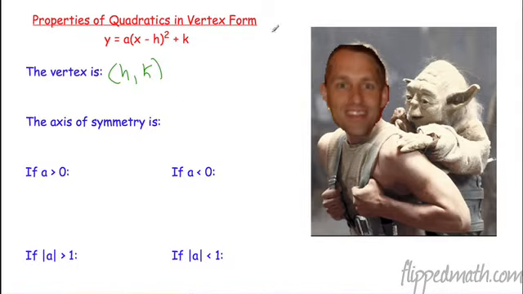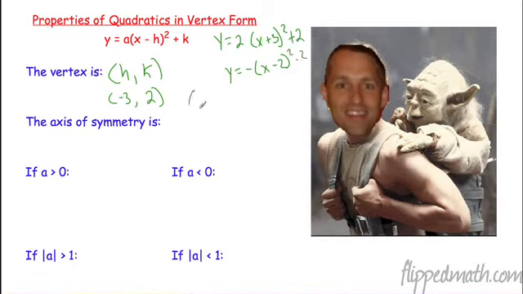Now the trick here is this. Let's say I have y equals 2 times (x plus 3) squared plus 2. Because this is a plus, I have to take that into account. It's the opposite of what I see. So the opposite of 3 is negative 3, and k is the same, 2. If I had y equals negative (x minus 2) squared minus 2, I see minus, but I'm plugging in a minus here, so it's the opposite of that, which is positive 2, and k is negative 2.